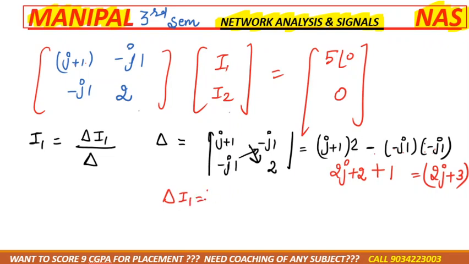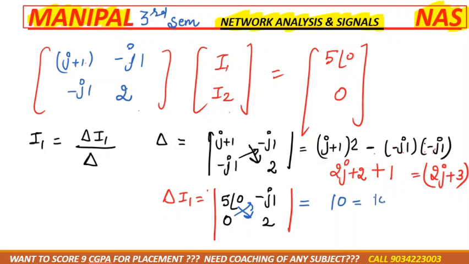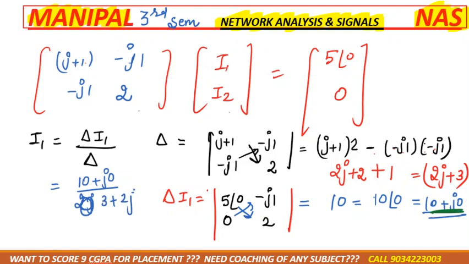Similarly, calculate delta I1. For delta I1, we need to shift this term here, so it would be 5 angle 0, 0, minus j1 and 2, right? It is 10, this into this minus this into this. You can write it as 10 angle 0, or if you want, 10 plus j0, in any form. It's not necessary, but if you want, convert it directly. Delta I1 is 10 plus j0, and delta we calculated as 3 plus 2j, right? So now divide this and then tell me the value for I1.